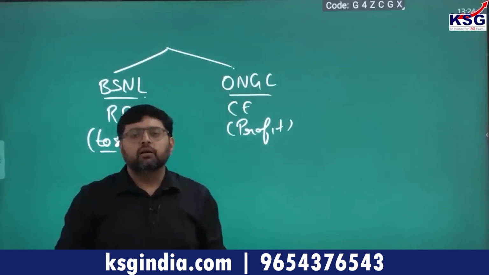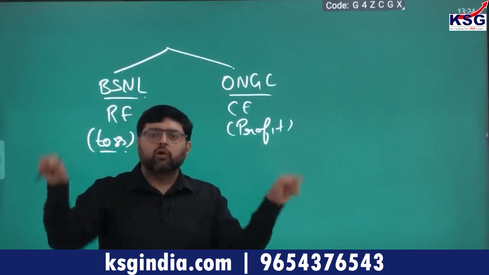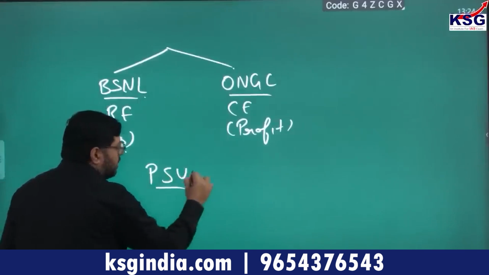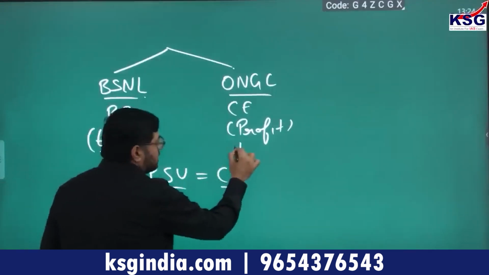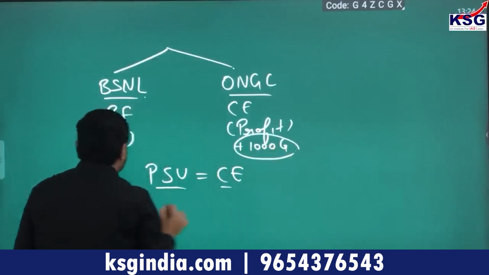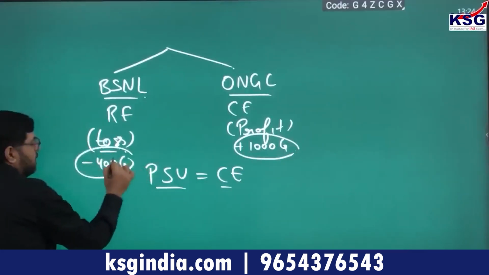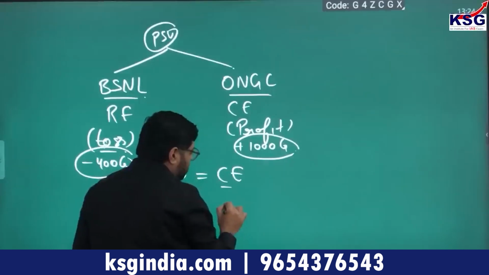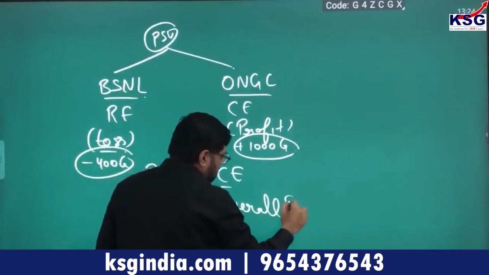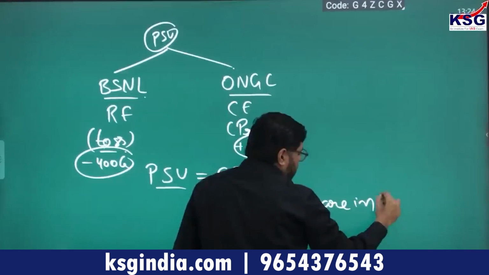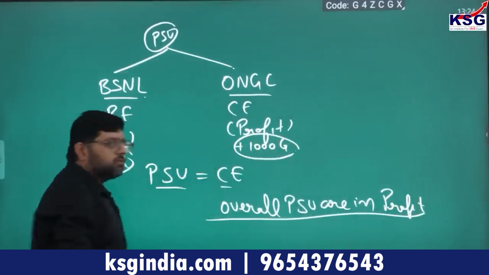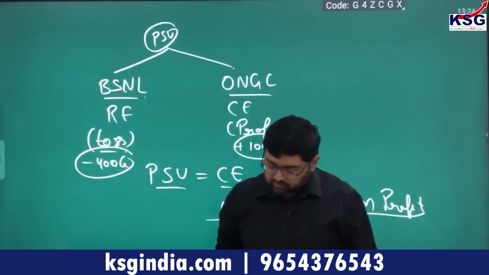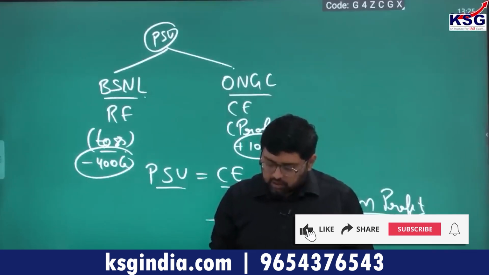But in case of Government of India, never see it individually. Government of India sees it overall. Overall means overall PSUs. So if I ask you whether overall PSUs are revenue expenditure or capital expenditure, you will say it is capital expenditure. Why? Because suppose this is in 1000 crore profit and this is in minus 400 crore loss. Ultimately if I see the overall PSUs, you will say that overall PSUs are in profit. That is why PSUs are regarded as capital expenditure. Clear? So we see overall.